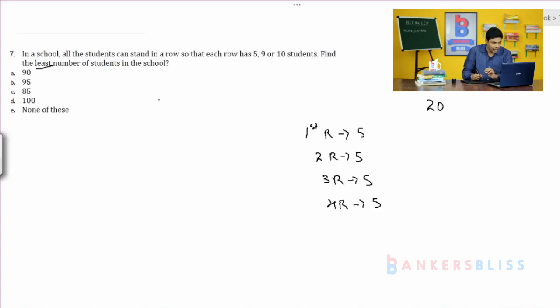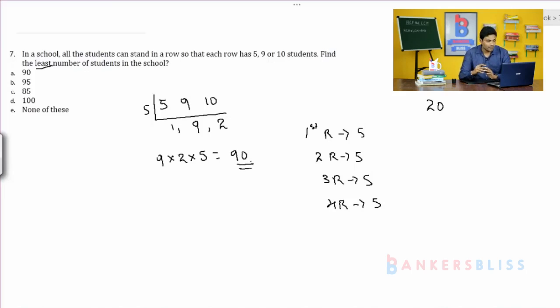So you calculate the LCM of 5, 9 and 10. 5 ones are 5, 9 as it is, 5 twos are 10. Next, 2 and 9, 2 is a prime number, so you leave it. So 9 into 2 into 5 is the LCM, which is 90. So 90 members are the least number of students in the school. So option A is the right answer.